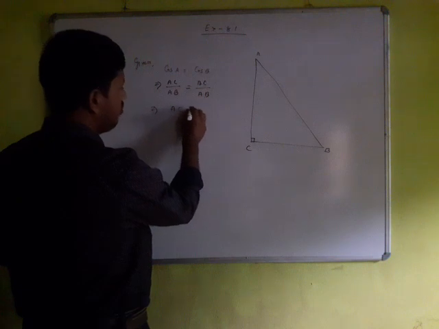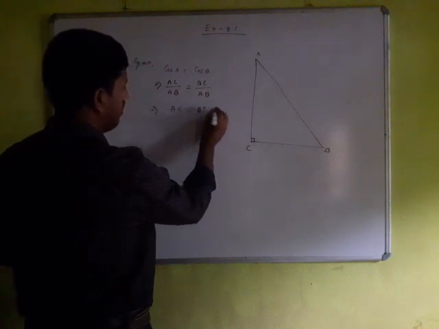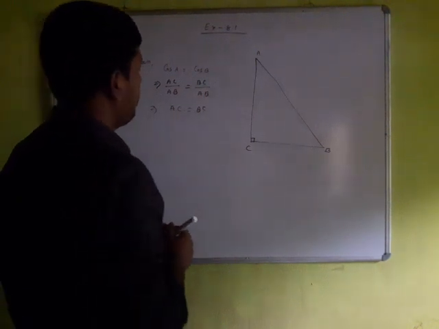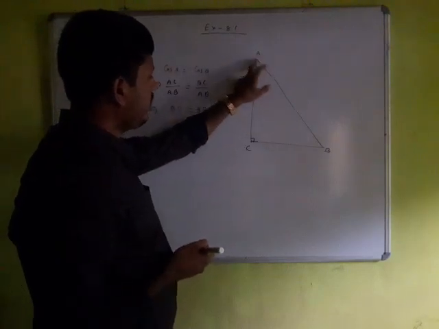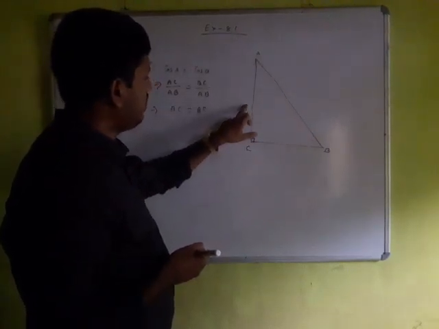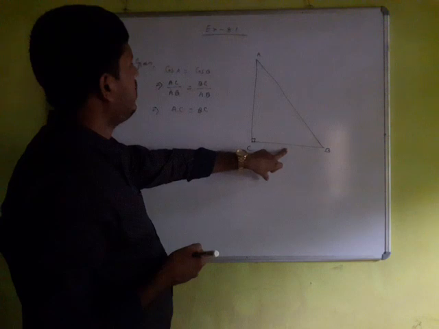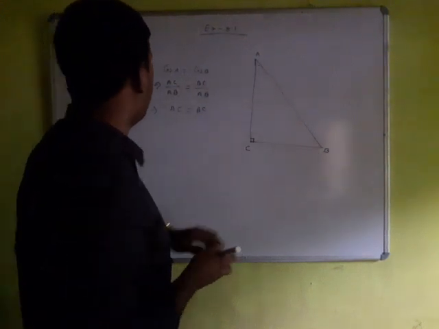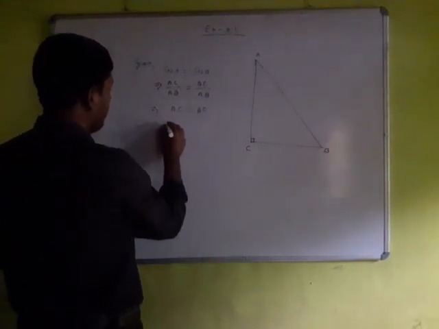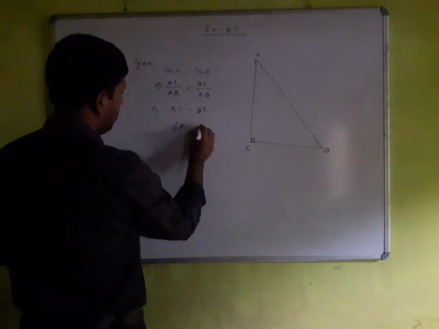So AC equal to BC, and if AC and BC are equal, that is in triangle ABC, AC and BC are equal, then the corresponding angles, angle A and angle B, are equal. Therefore angle A equal to angle B.